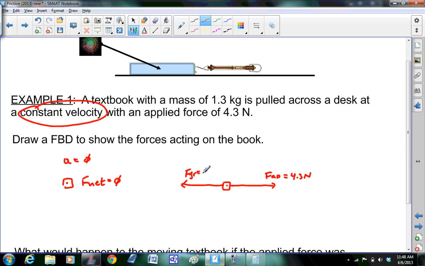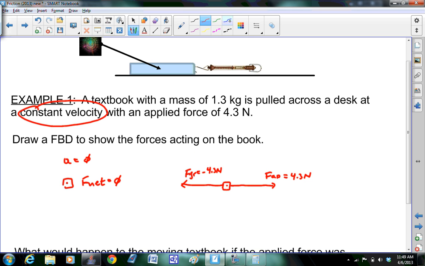And it's important to recognize when you're doing this lab that when you're measuring the force with the spring scale, you're actually not measuring the friction force, you are measuring the applied force. But because we're dragging the book across the surface at a constant velocity, the applied force happens to equal the force of friction acting on the book.